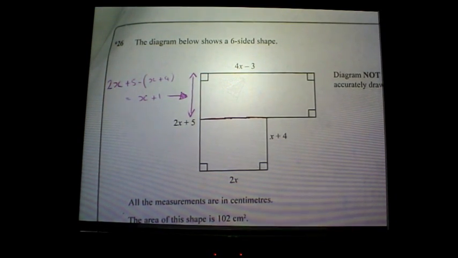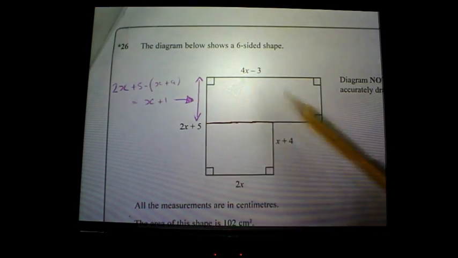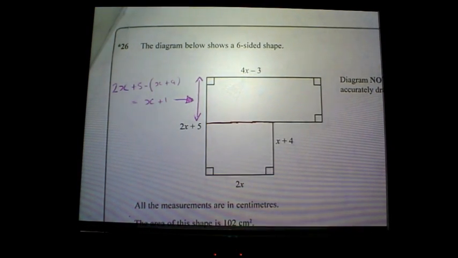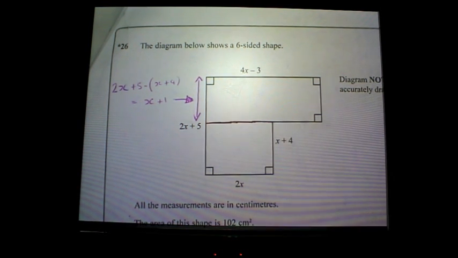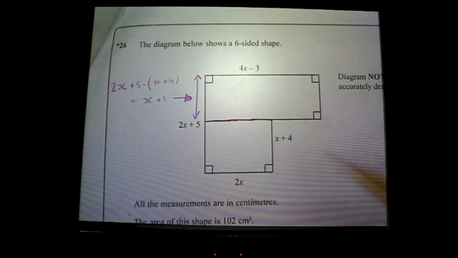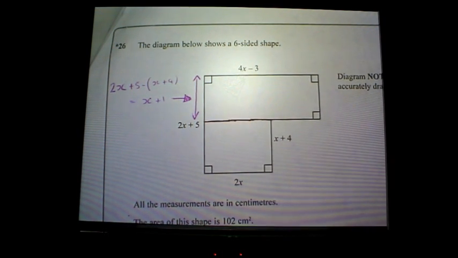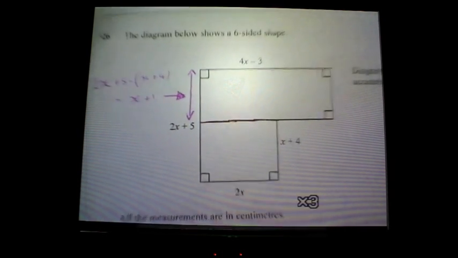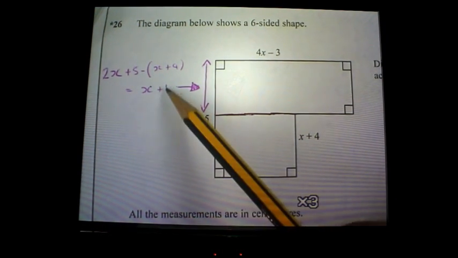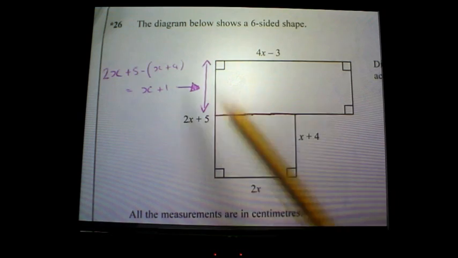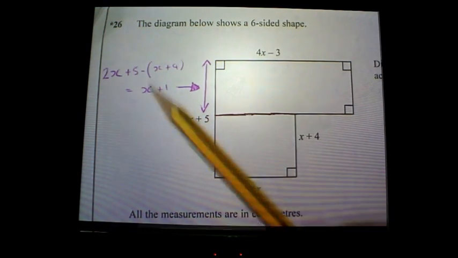Next, the diagram below shows a 6-sided shape. We've got to work out the area of it first of all. Well, we know the area, but we've got to do it in algebra, and then we've got to work out the length of its longest side. So basically, we've got to find out what x is. To do that, you've got to split it up like it's a normal compound shape. So I've done that there, and I hope everyone can see why this length here in pink is x add 1, because the whole lot is 2x add 5, then take away x add 4, which I've done there.